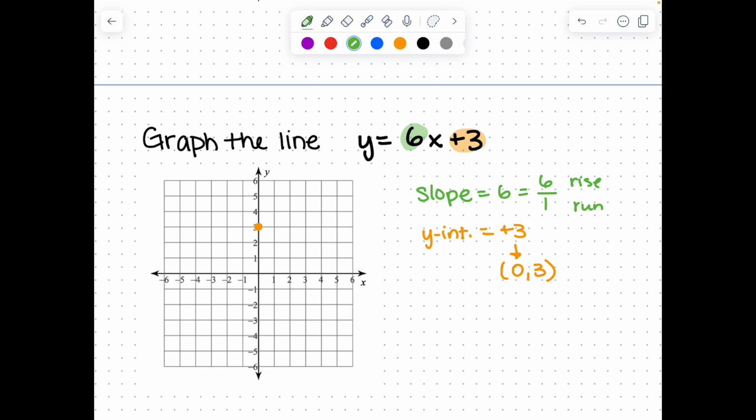Now here's where things get weird. I'm supposed to graph this line on this grid. This is the grid that I was given, but I can't count up 6.